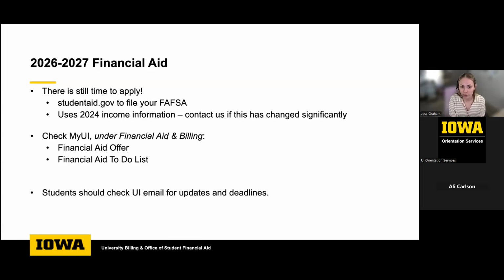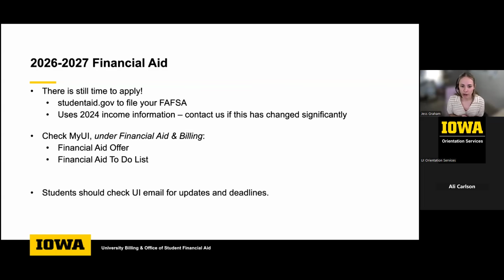Here at the University of Iowa, we have what's called a priority filing date for the FAFSA each year. For the 26-27 academic year, this was December 1st. But there are some federal financial aid programs that don't ever run out of funding, such as the Stafford loans and the federal Pell Grants. So, again, if you have not completed the FAFSA, there is still time to do so, and we always recommend completing the FAFSA each and every year.